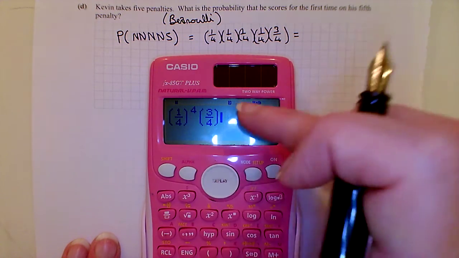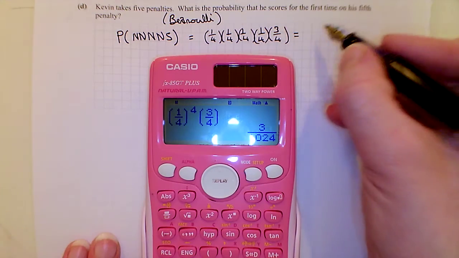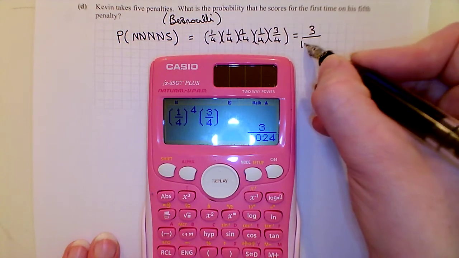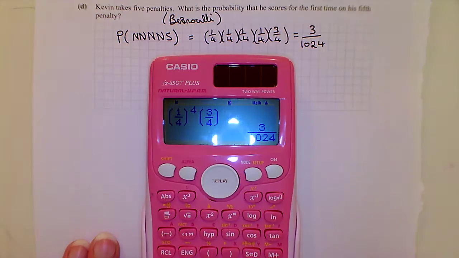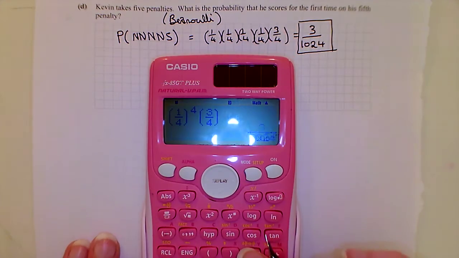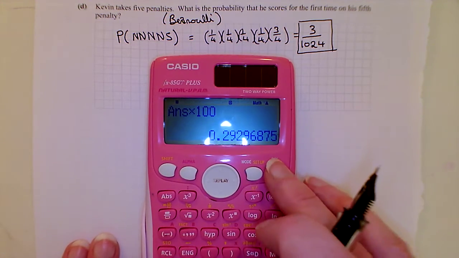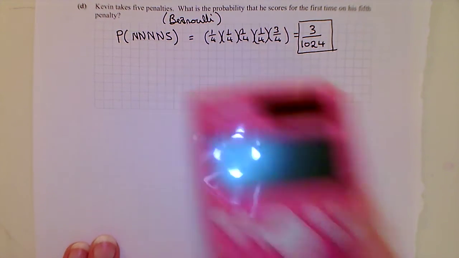Now, I hope you realize that I've typed in the same thing as I've written down there, but you can do it the long way if you prefer. And that gives us 3 out of 1024. It's fine to leave it like that. So you can see that's quite a small percentage. It's not even a full percent. It's about a little bit less than 1/3% of a chance of that happening.